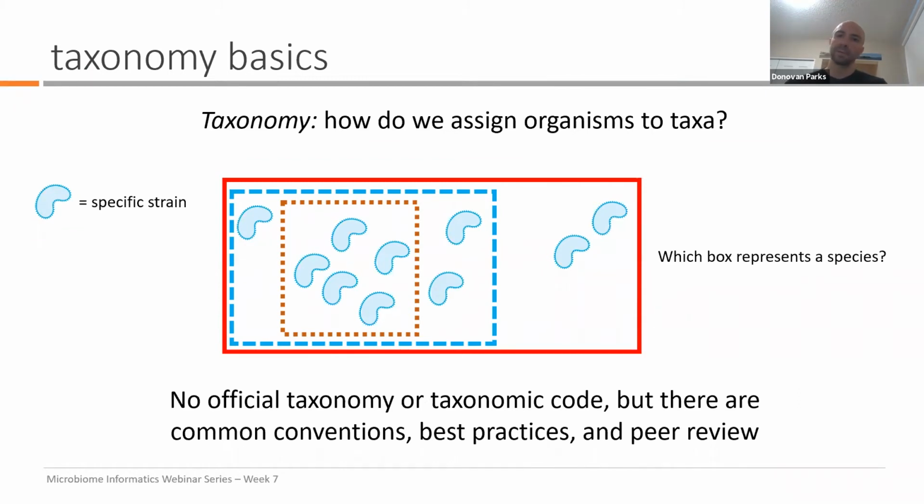Instead, what we have is taxonomic opinion, and that opinion is basically governed by best practices and convention, and the fact that if you want to express your taxonomic opinion, you're going to express that in a peer-reviewed manuscript. So you need to at least be able to convince a set of reviewers that this taxonomic opinion follows the best practices in our field.